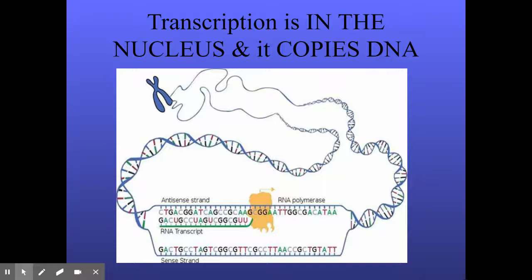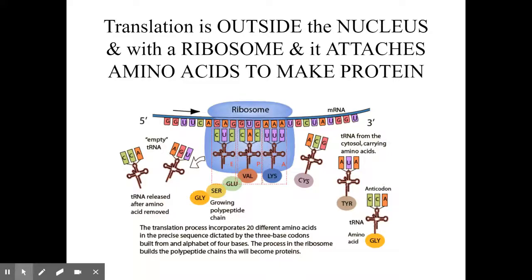So translation is outside that nucleus, and it happens with a ribosome. That ribosome is the rRNA. They are the same thing. All right, and it attaches amino acids to make the protein. So it looks really complicated, but it's not. We're going to break it down nice and simple for you so you'll understand what's going on. Yes, you will need to know the stages of each. You will need to know how they work, especially the translation.